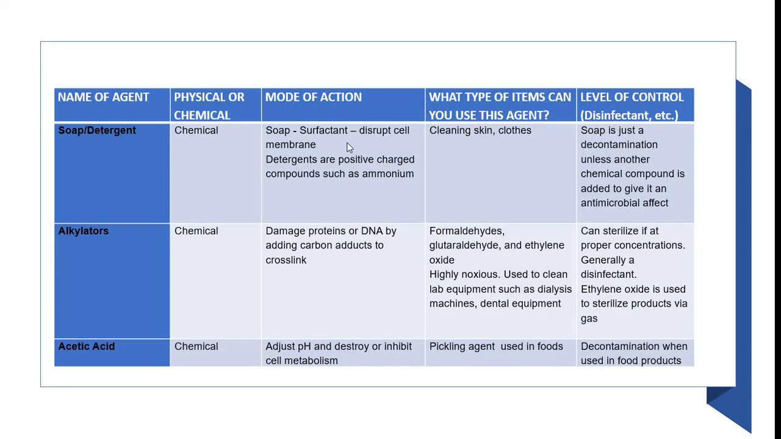So again, these are the chemical agents used for helping us to control microbes. By no means was this the whole list. We couldn't get through it, but these are the ones I wanted us to concentrate on for class. So know the name of the agent, be able to identify those examples provided, know the level of control it provides, and then know at a high level what that mode of action is. If you have any questions, just let me know.